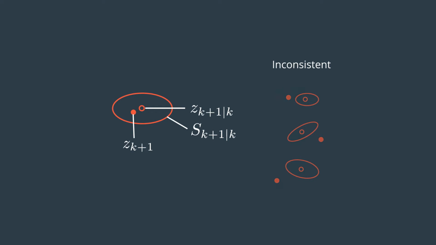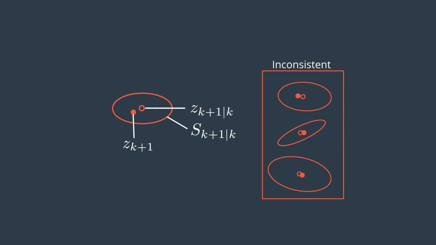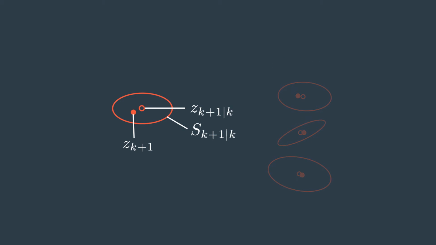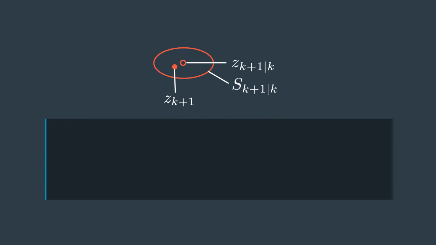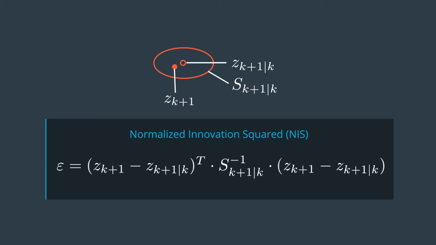The same can happen in the other direction. Look at this example. Here you overestimate the uncertainty of your system. It means your estimate is actually more precise than you think. So this filter is also inconsistent. A filter is consistent if it provides a realistic estimation uncertainty. It is very easy to check the consistency of your filter, and I recommend to always do that when you design a filter. An important consistency check is called NIS.